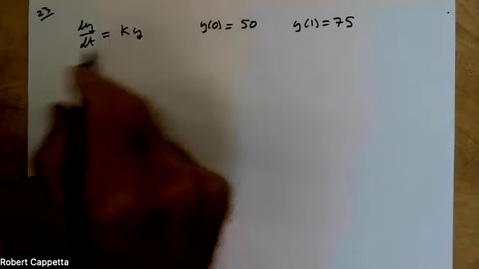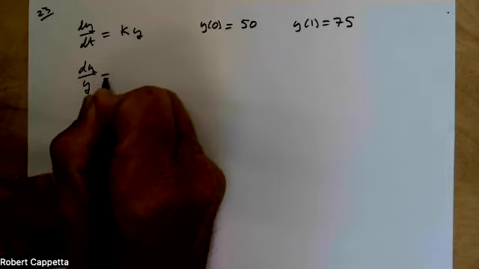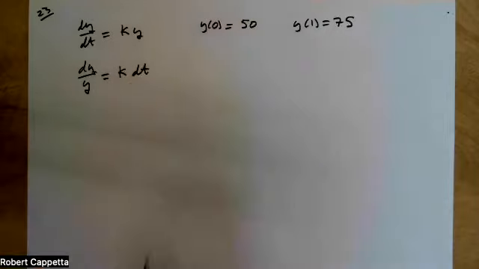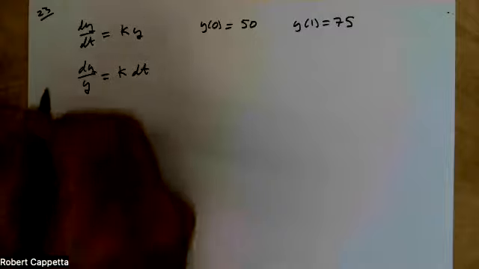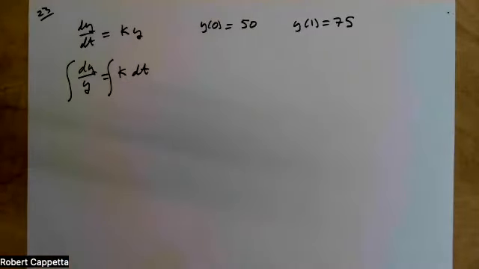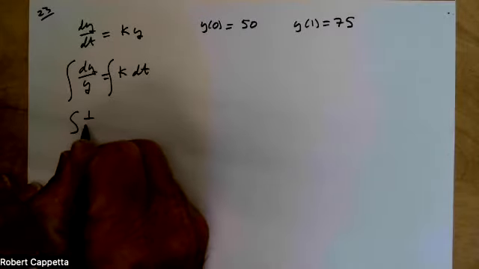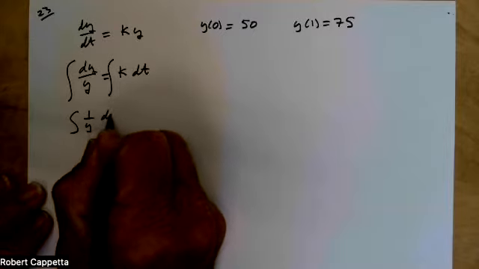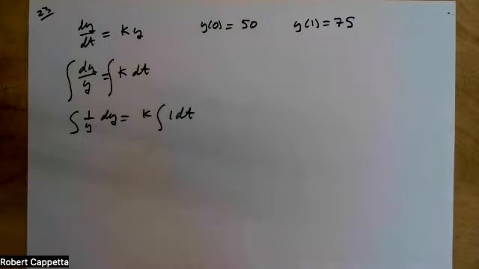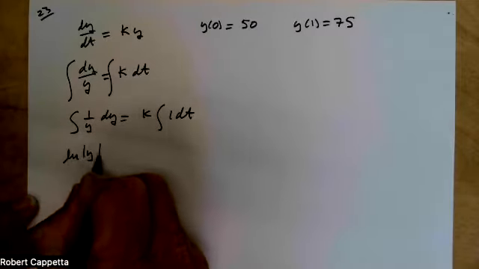So how am I going to do that? If I divide by y, I get dy over y here, multiplied by dt. In essence, I have k dt there. So we've got the integral of dy over y is the integral of k dt, which is the integral of 1 over y dy, which is k times the integral of 1 dt. Integral of 1 over y is natural log absolute value of y plus c.